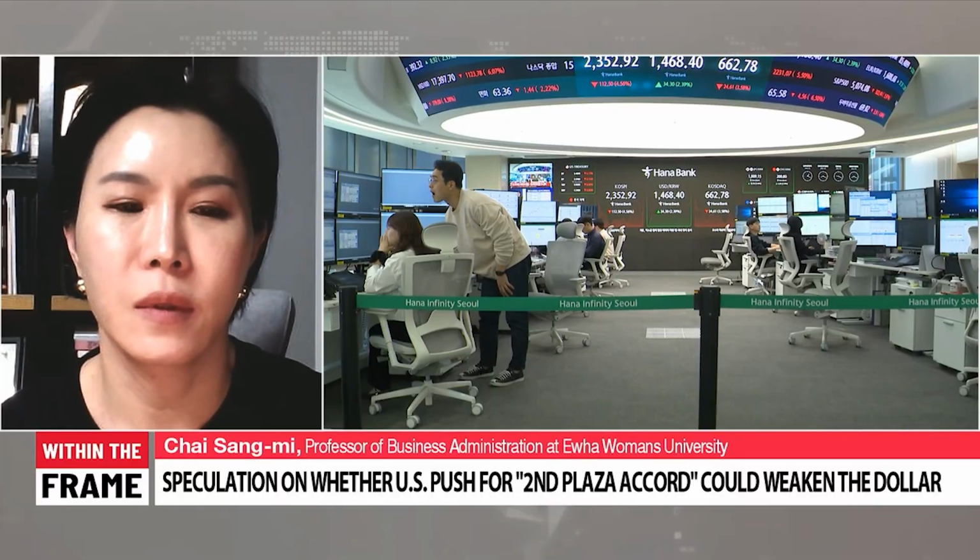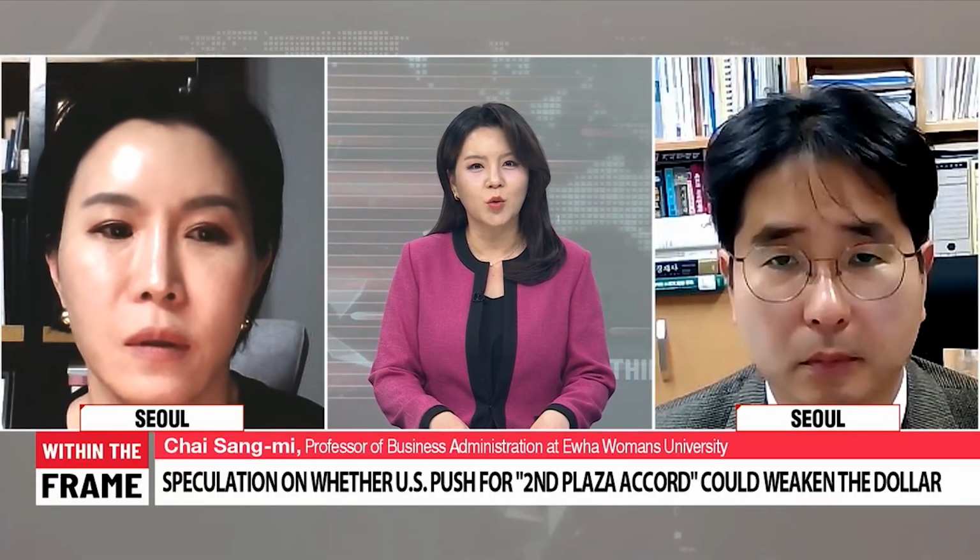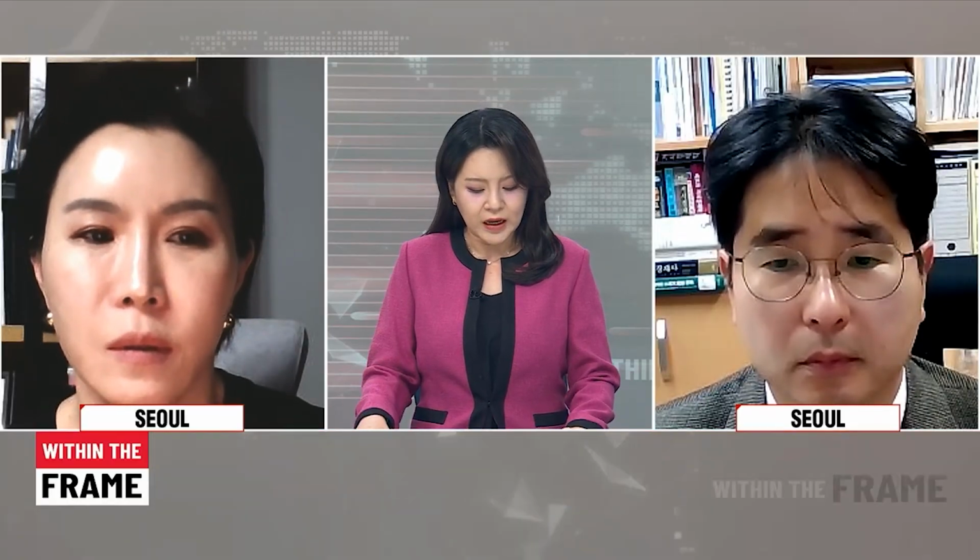Many may not remember the original Plaza Accord, but its impact on global currency values seems to be quite massive. Now, if the U.S. continues to link exchange rates to trade imbalances, Professor Lee, how could this affect the overall tone and the outcome of the Seoul-Washington tariff discussions? And also, could you tell us what strategies South Korea should adopt to mitigate the impact?